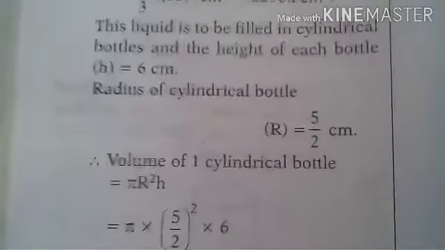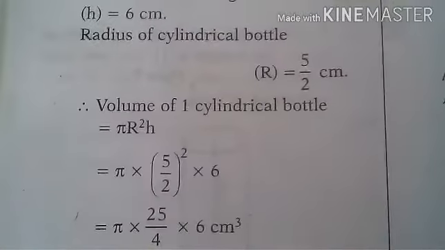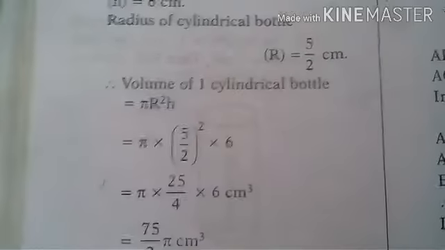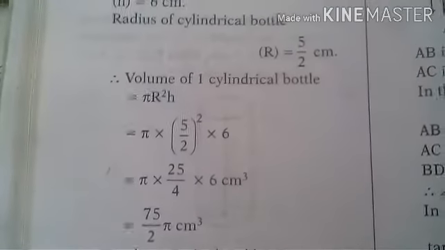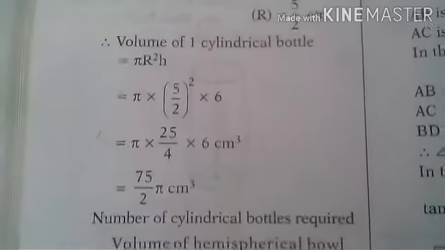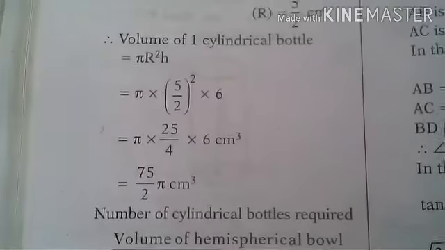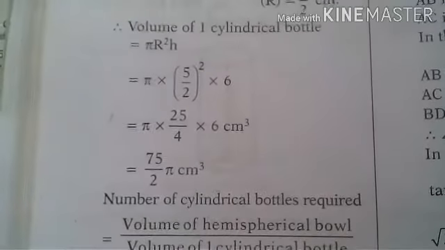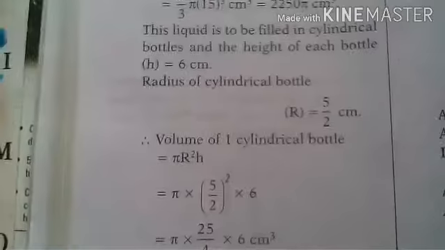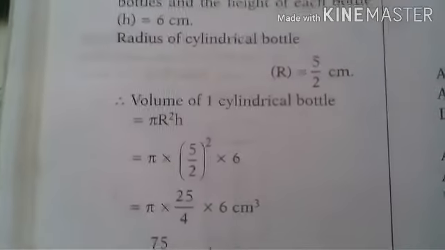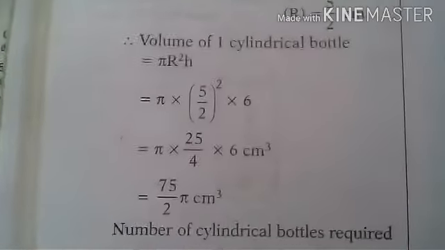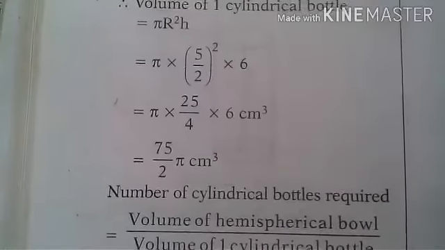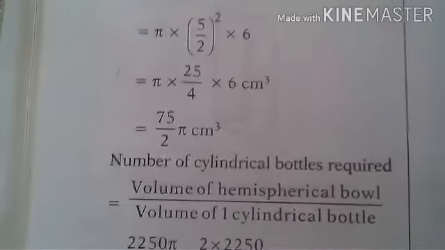This liquid is to be filled in cylindrical bottles and height of each bottle is 6 centimeters. So radius of the cylindrical bottle is equal to diameter by 2, 5 by 2. So volume of one cylindrical bottle is equal to pi r square h.